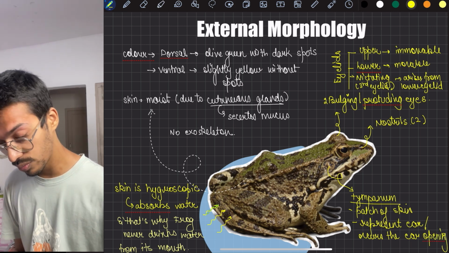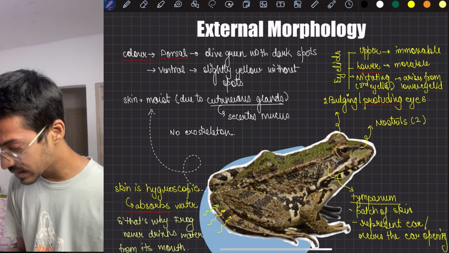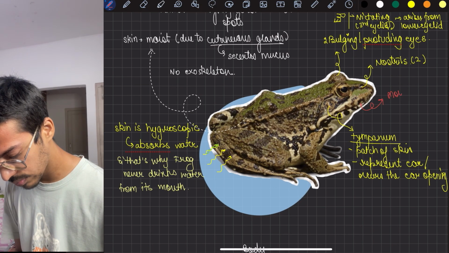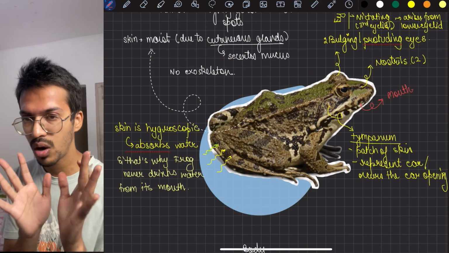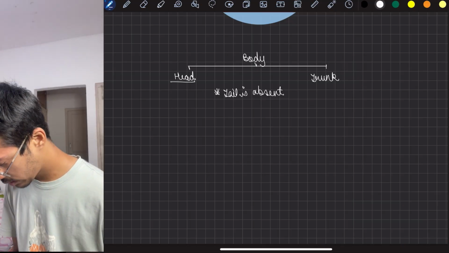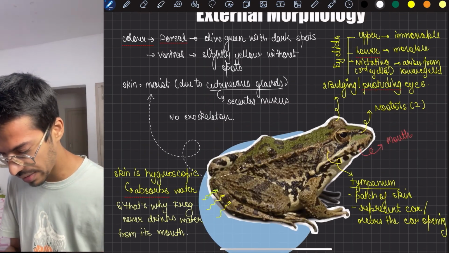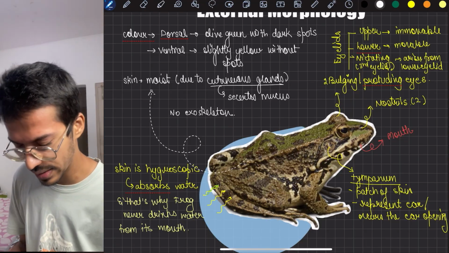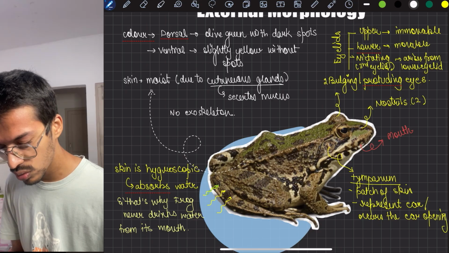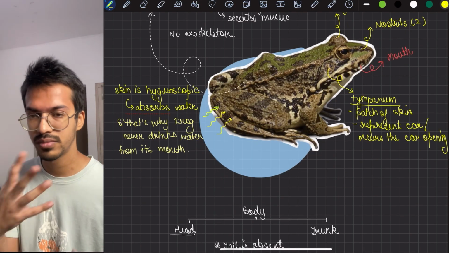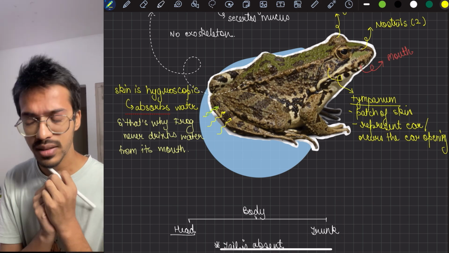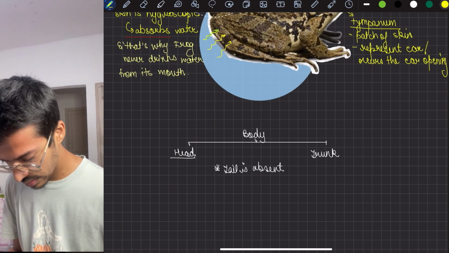Moving on to the next one, the mouth. If you open the mouth, how it looks, we will do in the digestive system part, not here, as we don't have space. The mouth has vocal cords, with vocal sacs present in males so that they can attract the female.